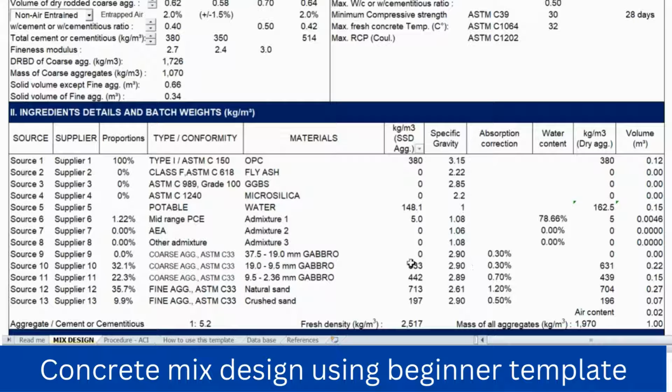Now for the SSD, the equation will be the dry weight of the aggregates multiplied by 1 plus 0.3%, which is the water absorption. Of course, you will have to take it from the third-party test report or your internal test report. So that is the simple equation.